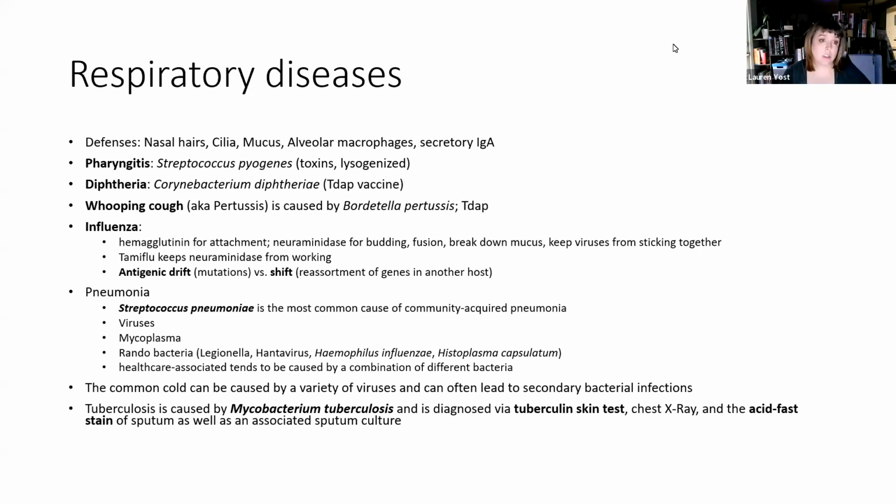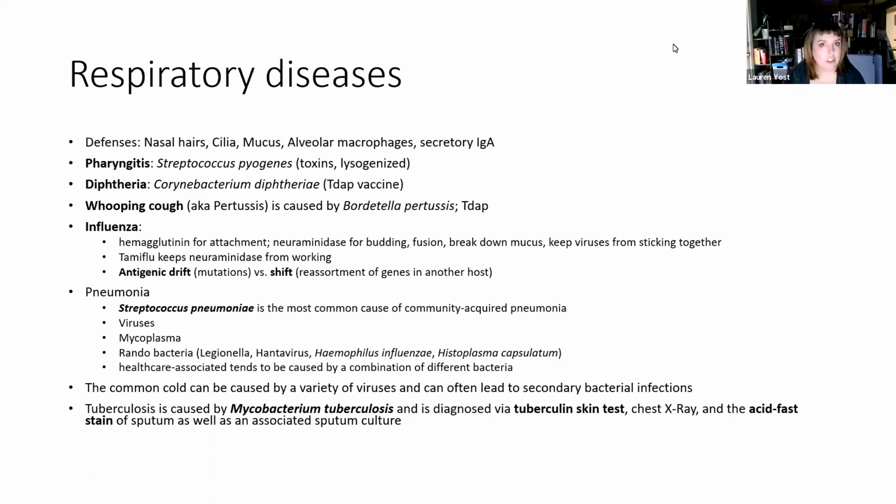Defenses for the respiratory system include, of course, your nasal hairs, the cilia in your lower respiratory tract, which are supposed to help move the mucus and everything out. That's important. We have coughing, the presence of mucus, alveolar macrophages, and then secretory IgA. Anytime you have mucosa, secretory IgA is there to help you out. So a lot of these have that. Let's not forget our good old friend, secretory IgA, associated with the mucosa.